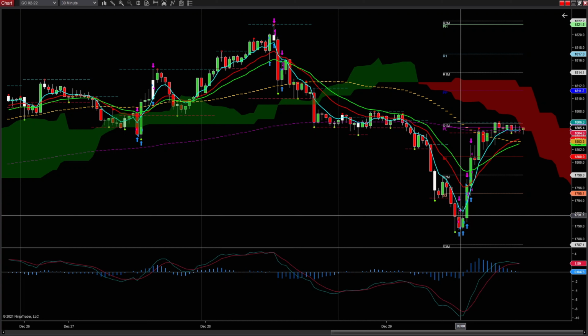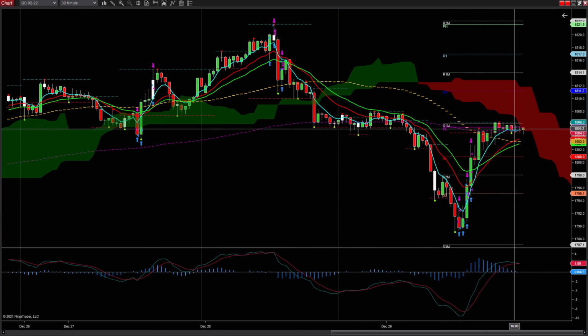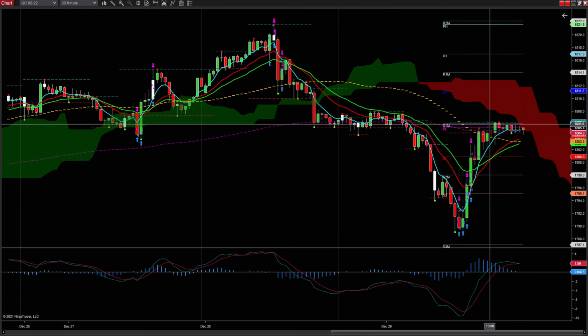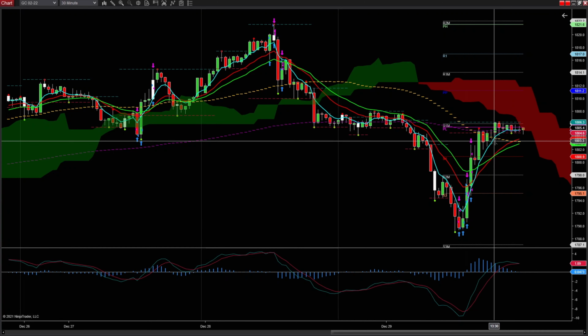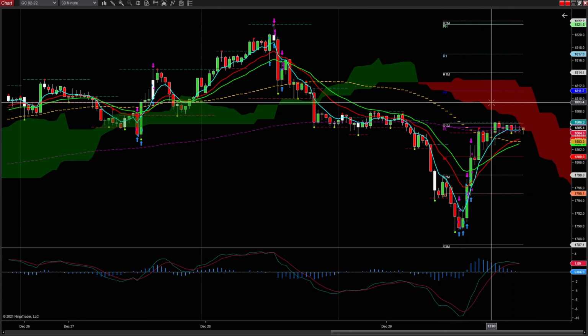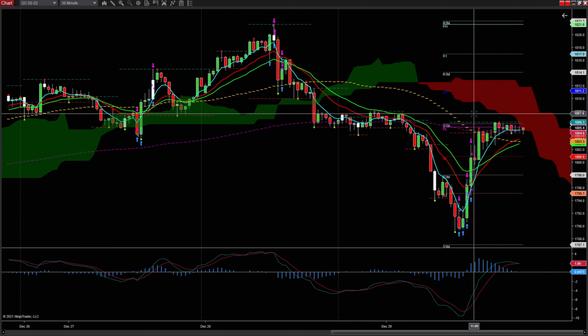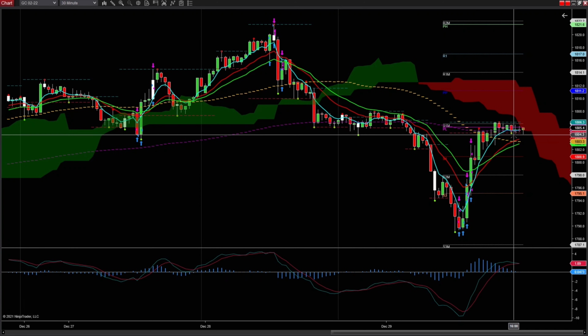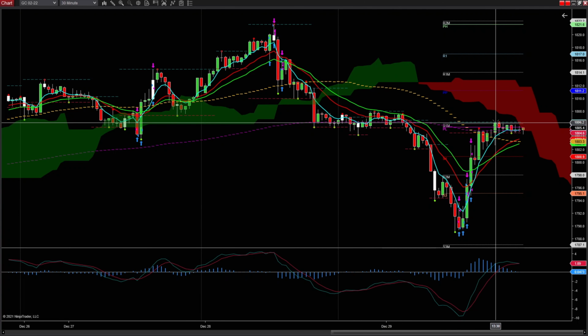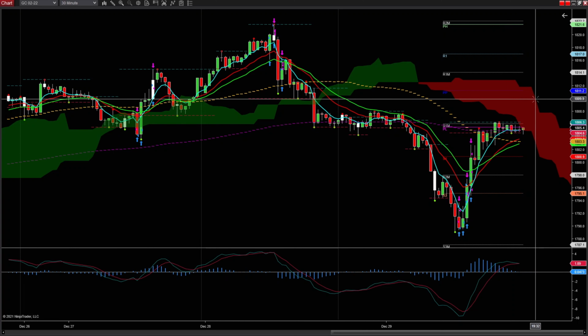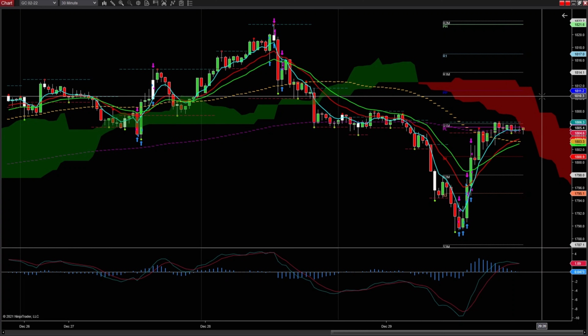So then we retraced, and then by 1 p.m. gold didn't do anything until the end of the day. So we are below the Ichimoku cloud. We are above, so it's really mixed, but I think that with this V-shape, we have a good possibility to start moving to the upside now.